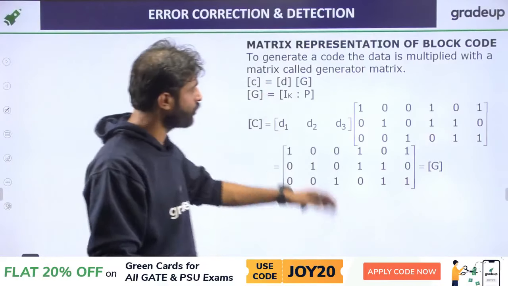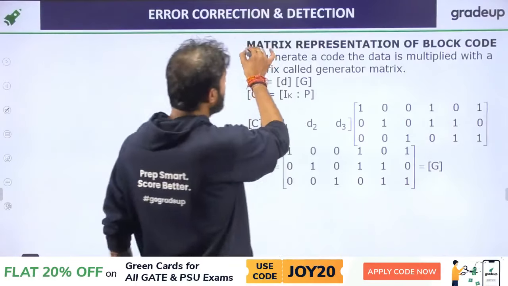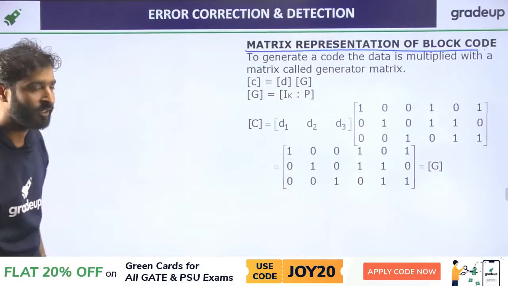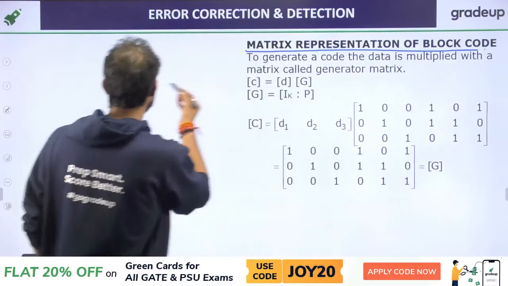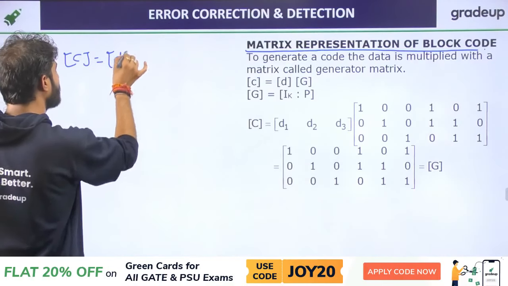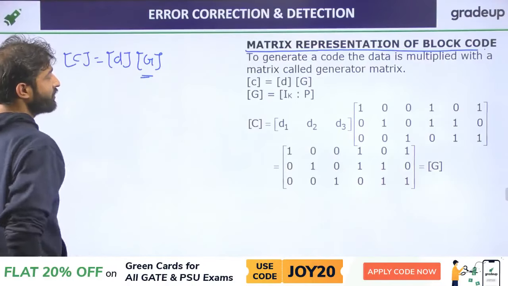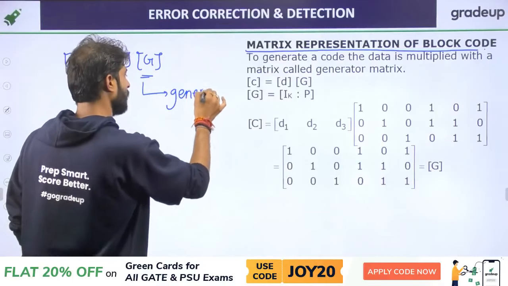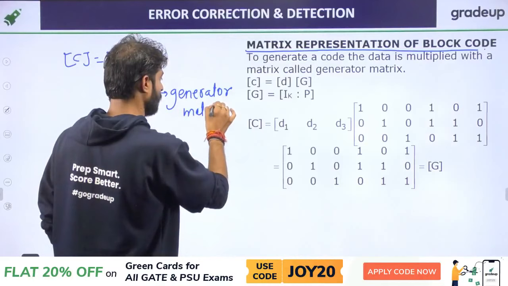I'm giving you one question. Before going to the question, just remember one thing: the matrix representation of the block code, right? What is the matrix representation? If we want to find out the code, we know that the code is just the data bits multiplied with the G matrix. And what is the G matrix? The G matrix is called the generator matrix.